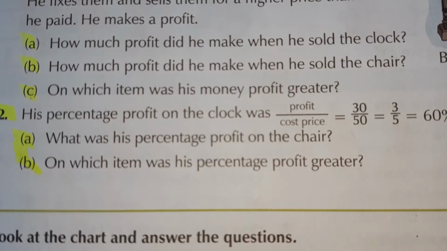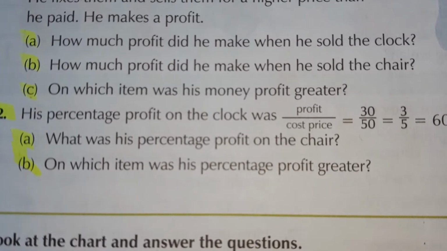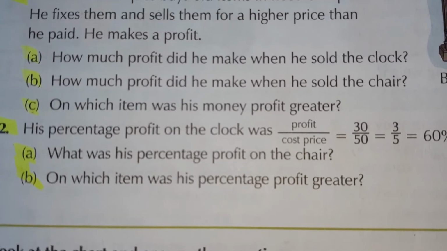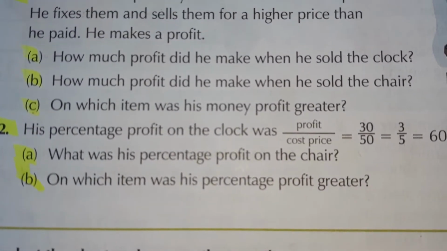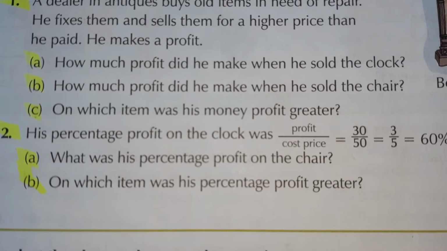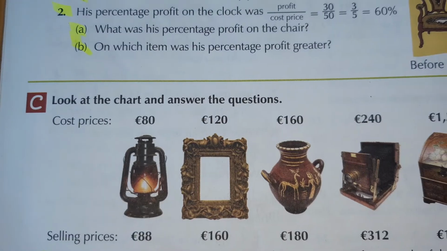The next question then, on what item was his percentage profit greater? So he made 60% profit on the clock and 25% on the chair. So the percentage profit was greater on the clock.